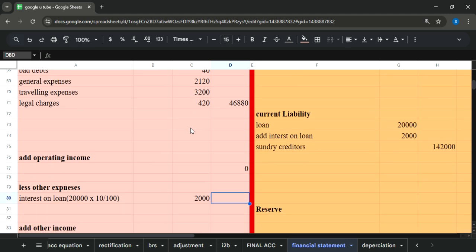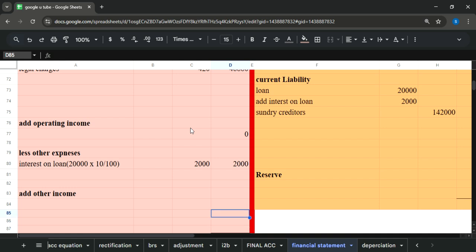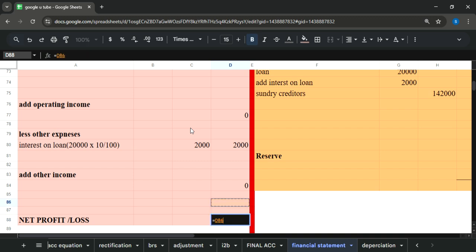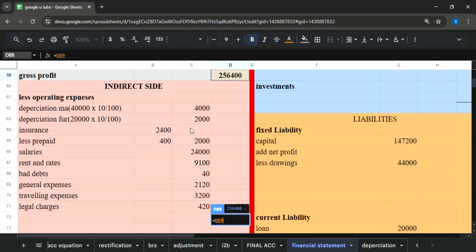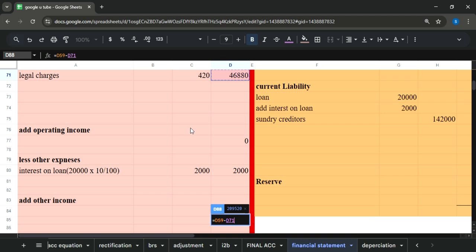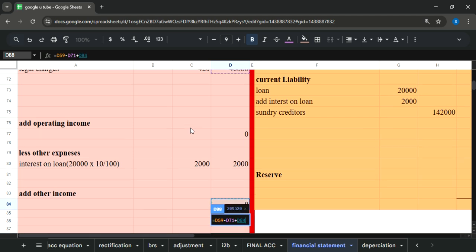There is only one other expense, that is interest on loan. There is no other income, so put 0. So it means we now can calculate our net profit. For that purpose, 256,400 was your gross profit. Then you need to subtract operating expenses. Then you need to add other income, which is 0. Then subtract other expenses, 2000. Subtract, okay, and then add other income, which is 0.